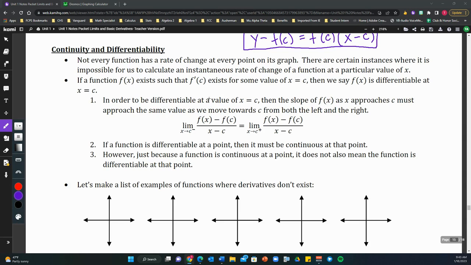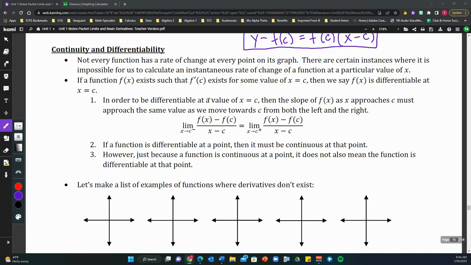If a function f of x exists such that f prime of c exists for some value of x equals c, then that means f of x is differentiable at x equals c. The idea of being differentiable really means we can use math to calculate the instantaneous rate of change for the original function at that particular value of x. In order to be differentiable at x equals c, the slope of f as x approaches c has to approach the same value as we move closer to c from both the left and the right side of that value.